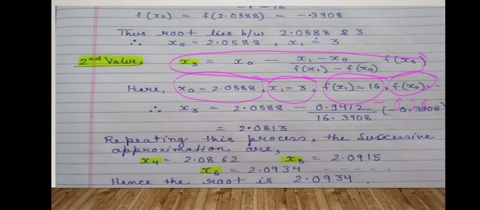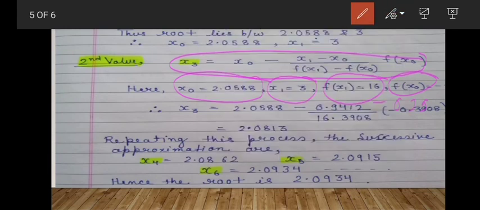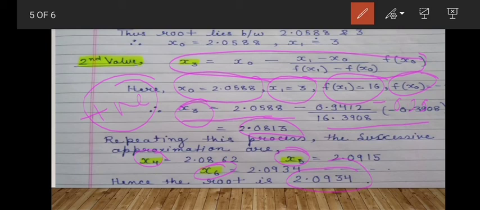So we will substitute all these values here and we will get the required result. Afterwards we will substitute this 2.0813. We will get another result, maybe positive or negative. According to that we will find another two values, and in this way we will proceed for x4, x5, x6, and at x6 we will stop our calculation and write the approximate root as 2.0934.